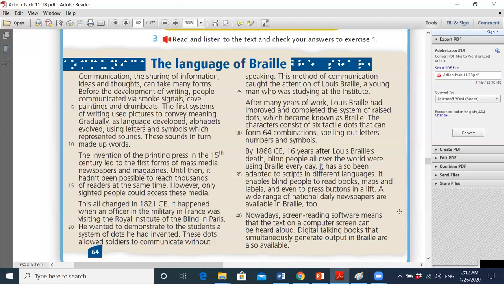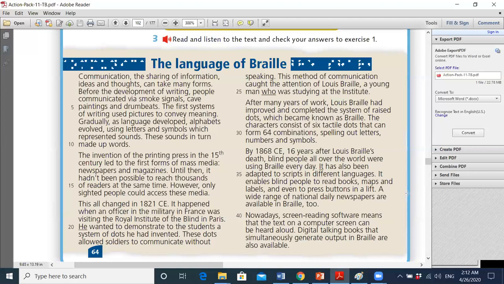Gradually, as language developed, alphabets evolved using letters and symbols which represented sounds. So the letters that we use nowadays are actually symbols. They are symbols that represent sounds. These sounds, in turn, made up words.